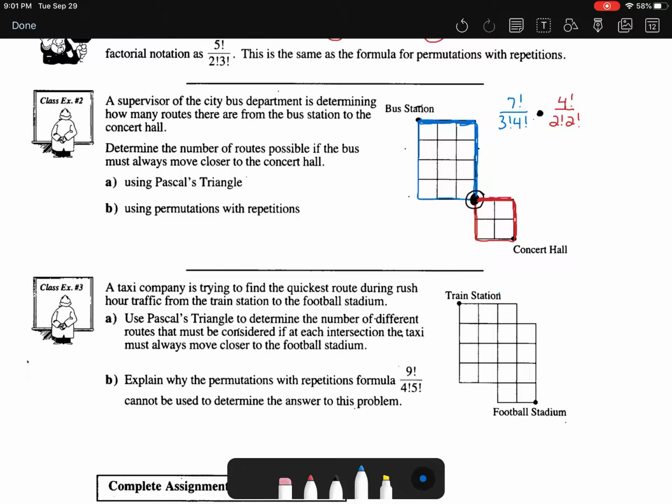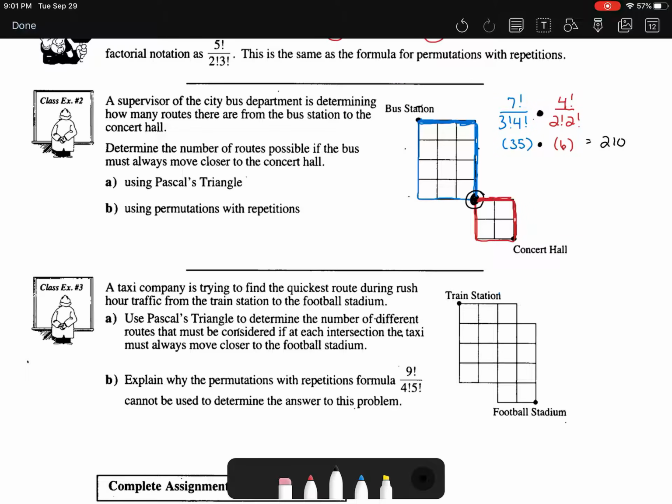So 7 factorial over 3 factorial, 4 factorial is going to be a value of 35. To that, I multiply the calculation of 4 factorial over 2 factorial, 2 factorial, which is a value of 6. And those two, 35 times 6 is 210. So there is what we are after, 210. So I actually did B first.